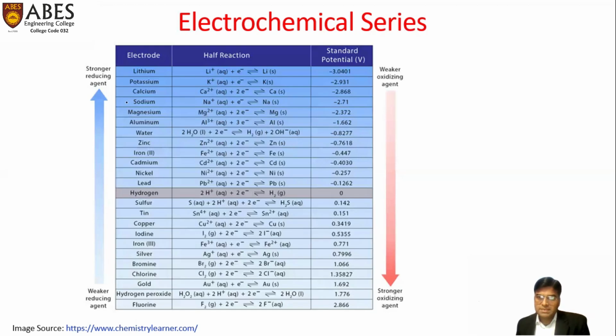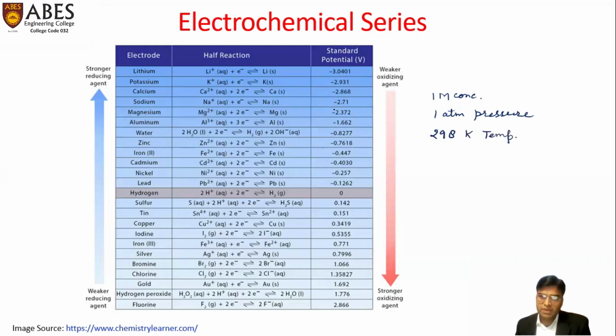But this electrochemical series has a few limitations also. The first one is that the electrochemical series has the potential which are determined only under the standard conditions. It means 1 molar concentration, 1 atmospheric pressure, and 298 Kelvin temperature. These are the standard conditions.